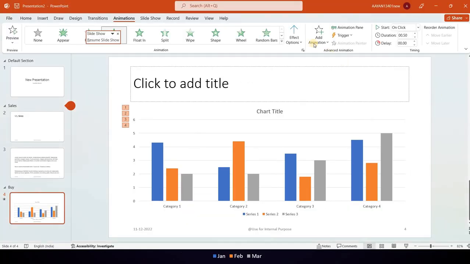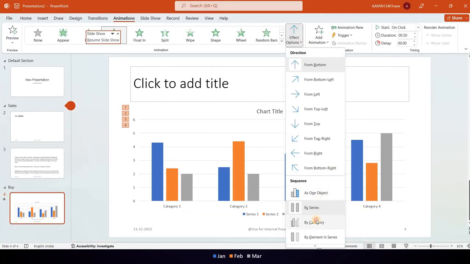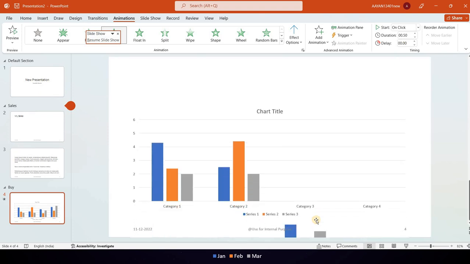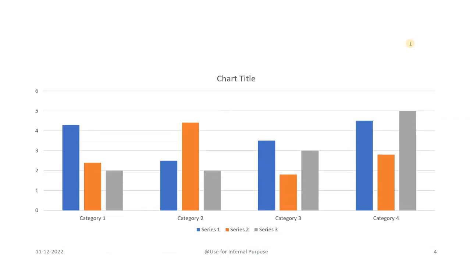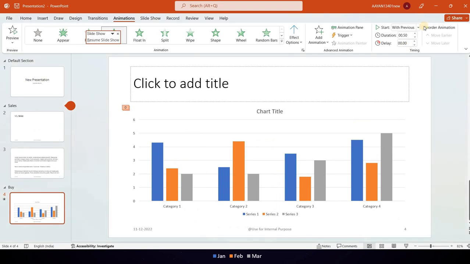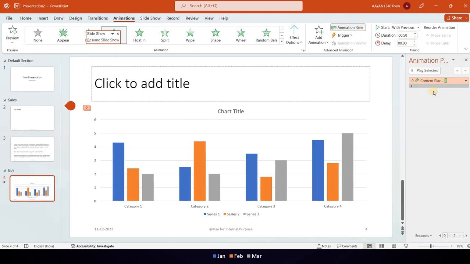So you can use any effect option. Let's suppose by category, if you want one by one, by category will come. So many options are here. You can use any option as per your requirement. You can see here also we have the animation option With Previous. So with the previous, they will run if the previous runs. With the next slide change, then they will change. And also you can use the duration options, and also we have the animation pane.